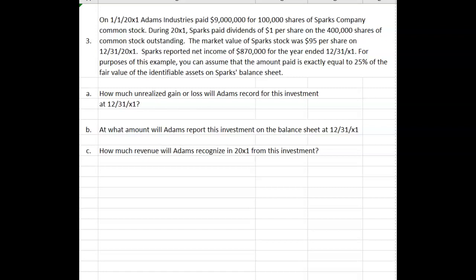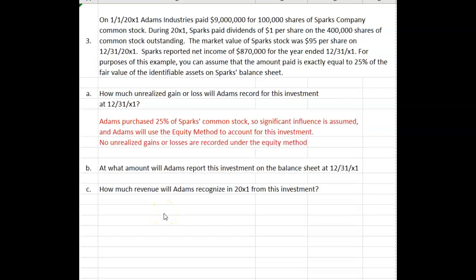How much unrealized gain or loss will Adams record for this investment at 12/31/X1? Adams purchased 25% of Sparks common stock, so significant influence is assumed, and Adams will use the equity method to account for this investment. No unrealized gains or losses are recorded under the equity method.